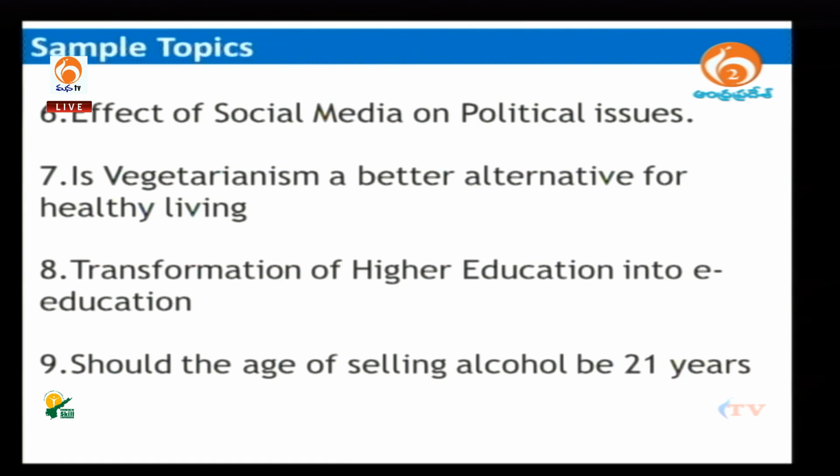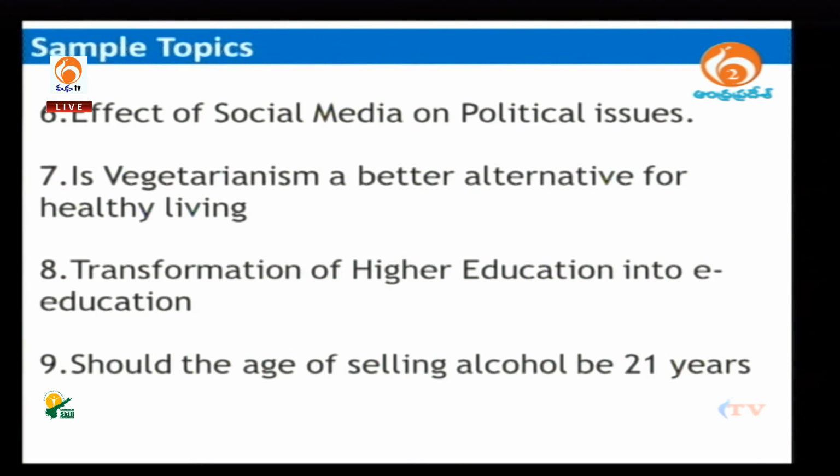So I'll read these 4 topics again. Effect of social media on political issues. Is vegetarianism a better alternative for healthy living? Transformation of higher education into e-education. Should the age of selling alcohol be 21 years? Grammatically it's incorrect. It basically means consumption of alcohol should have a minimum age of 21 years. Do you agree or disagree? What is your point of view?